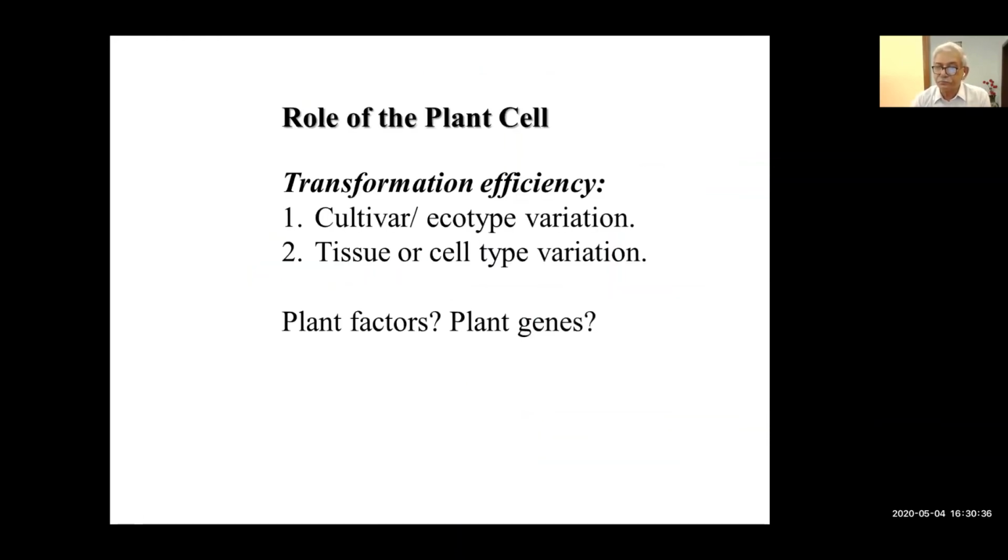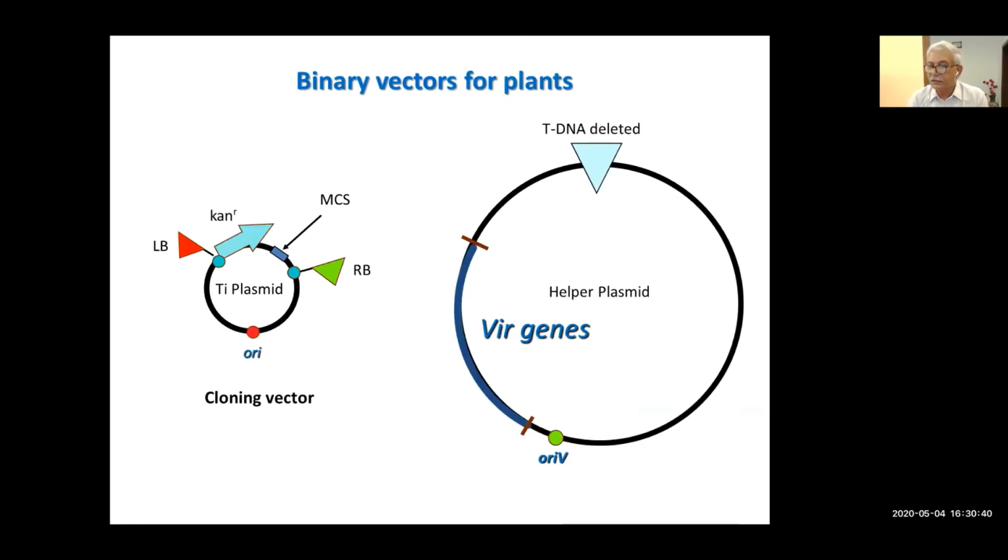Sir, can you please repeat the purpose of the third? So antibiotic number 1 on the TI plasmid. Antibiotic number 2 on the helper plasmid. Antibiotic number 3 in the genome of Agrobacterium. Okay?